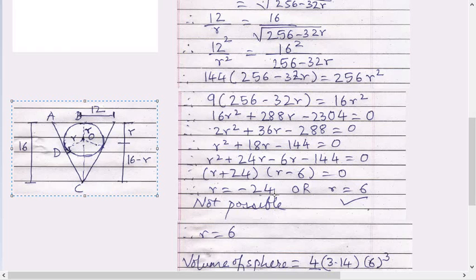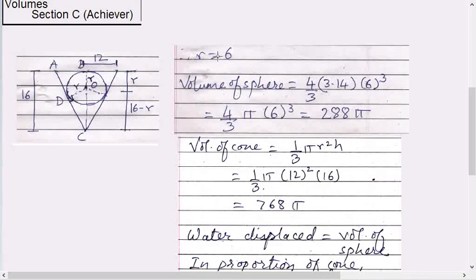r equals 6. But r can't be minus 24 because r is a radius. So r equals 6. Okay, let's move on. Now we have got r equals 6. The major hurdle is solved. Now just quite simple things remain.